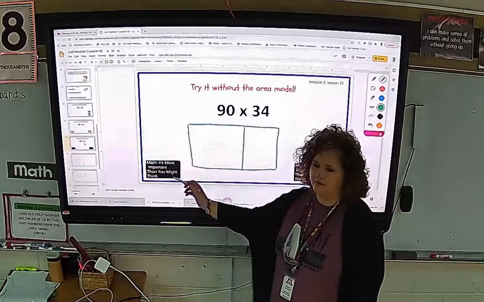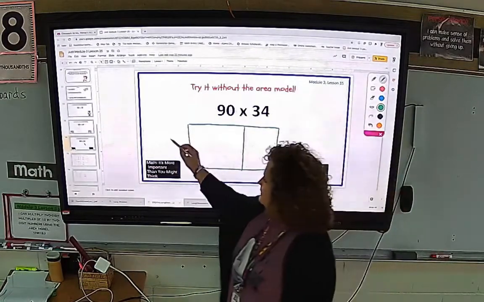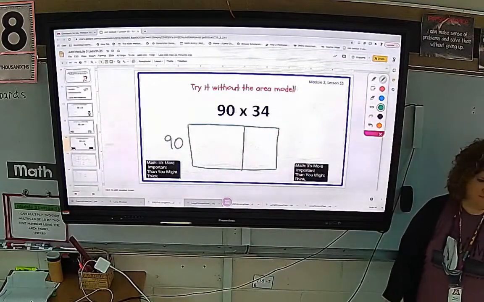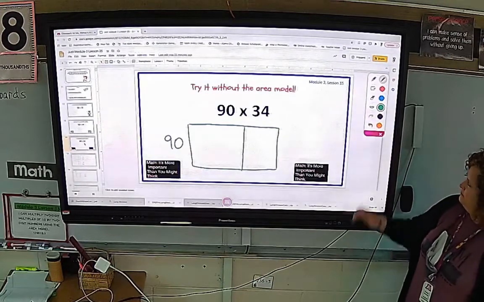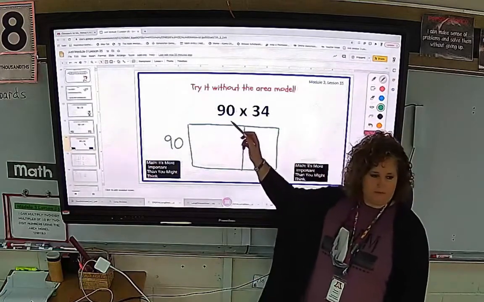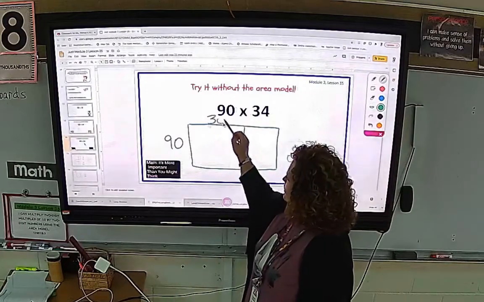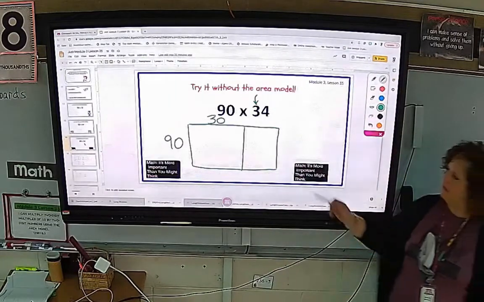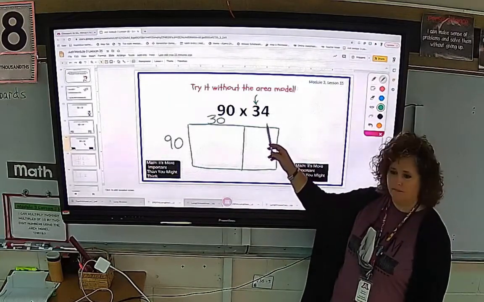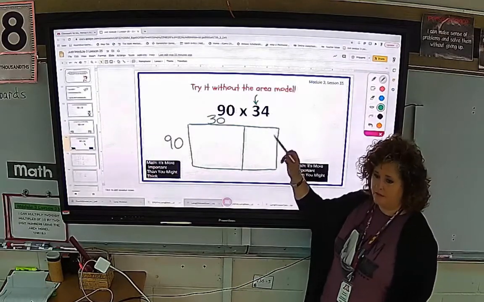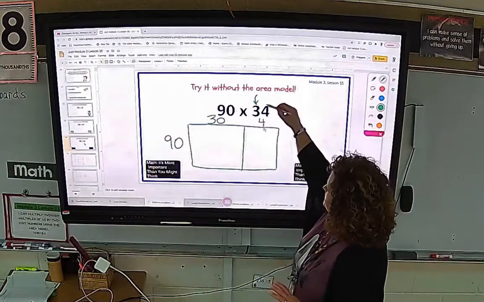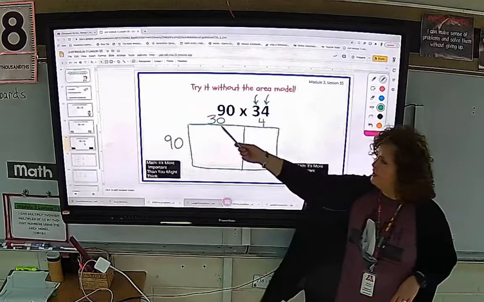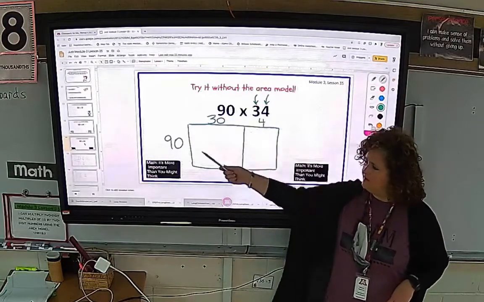What's going to go over on the side over here? 90, because it's a multiple of 10, and I'm not going to pull it apart. Okay? Miranda, what's going to go on the top in this first section? 30. Why? Because there's 3 10s right here. Isabella, what's going to go right here? It's going to be a 4, because it's going to be the ones place right here. All right, so all we did was pull 34 apart, and we have 90.